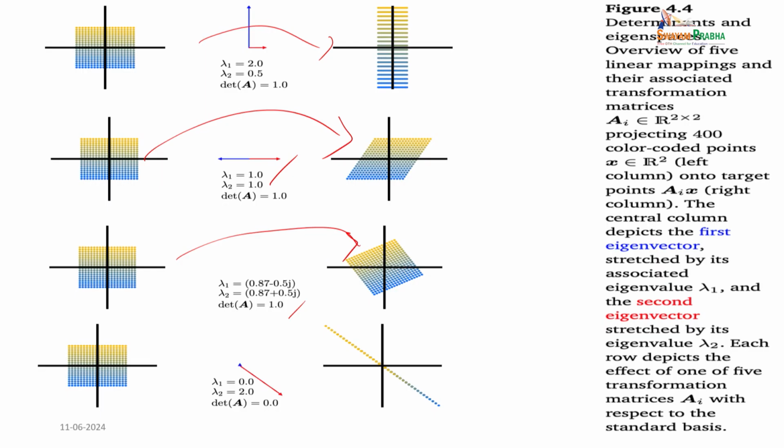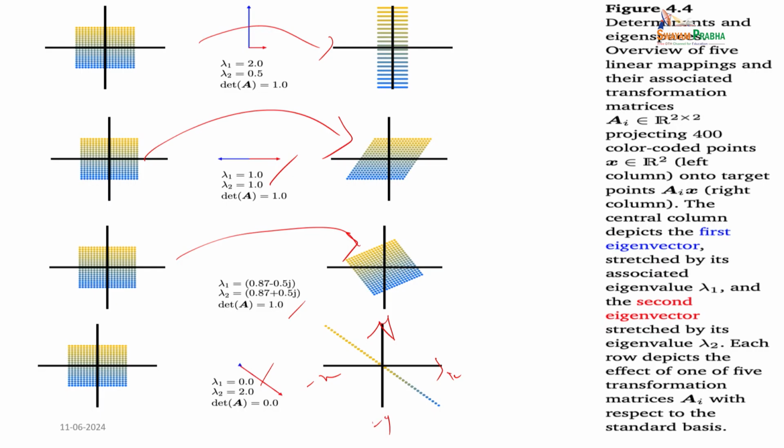If lambda 1 equal to 0 and lambda 2 equal to 2, and the determinant equal to 0, it collapses onto a straight line, and points reflect across the axes, x and minus x, y and minus y. So it reflects like that. This is the determinant and eigenspaces overview of the linear mappings and their associated transformation matrices.